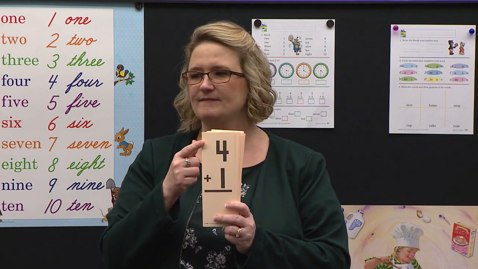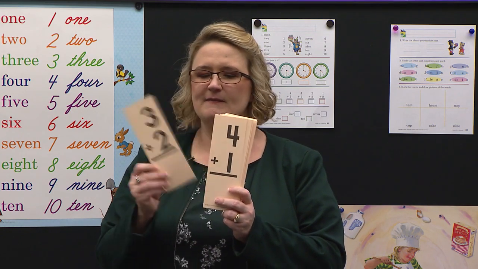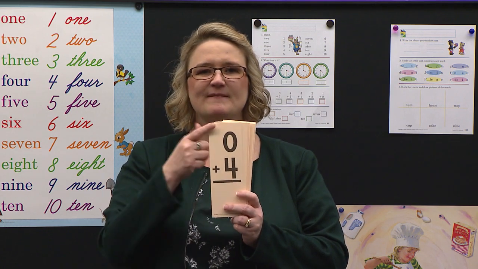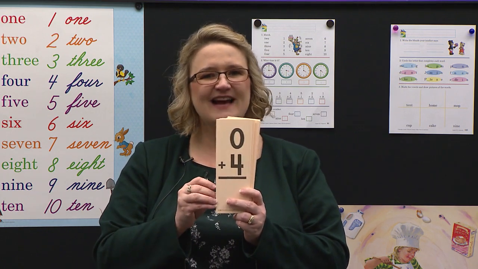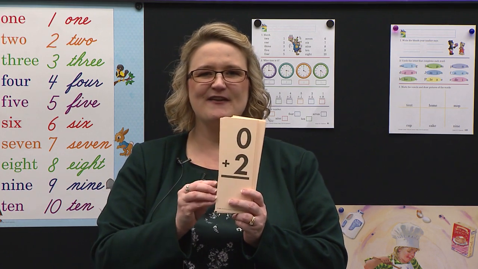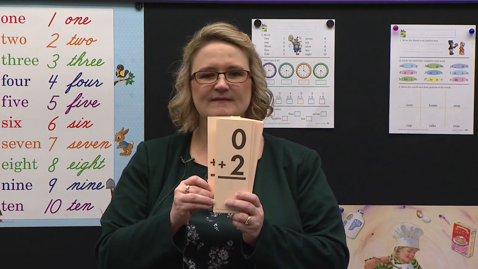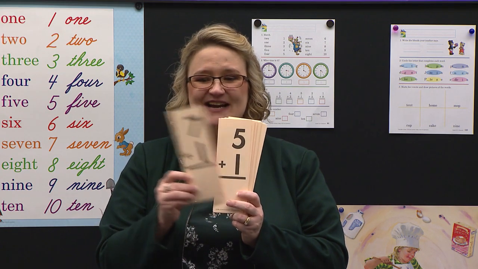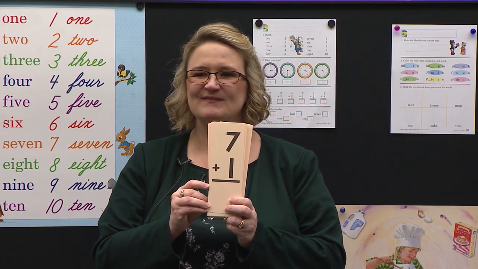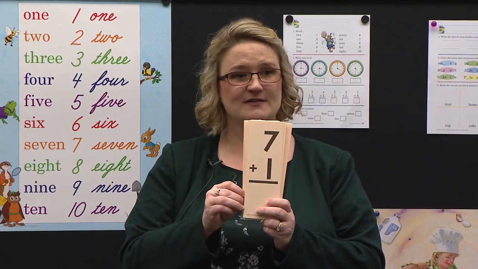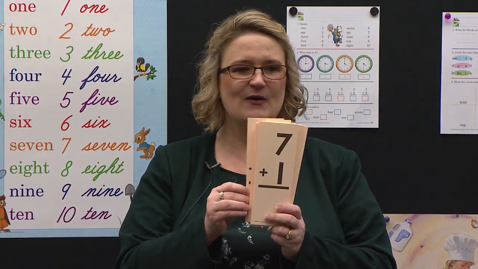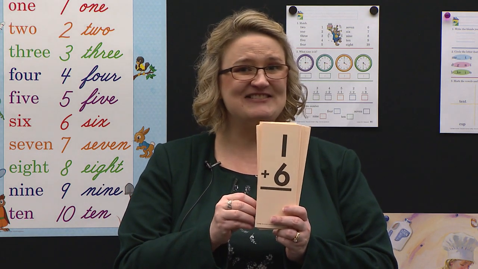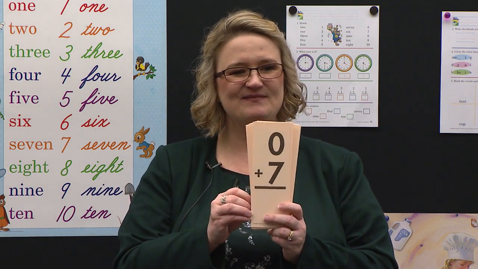Nicholas, 4 plus 1 equals 5. Michaela, 3 plus 2 equals 5. Friends watching, yes, it equals 4. Great. Olivia, 0 plus 2 equals 2. Kylie, 5 plus 1 equals 6. That was quick. Holly, 7 plus 1 equals 8. That was also quick. Callie, this one is for you. 1 plus 6 equals 7. Yes, you did it. Safa, 0 plus 7 equals 7.